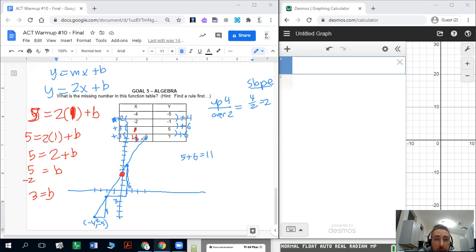So if I plug in now, I know this is all complicated here, y equals 2x plus 3. If I plug in 4, that's going to be 8 plus 3, which is 11. So 11 should be your answer.